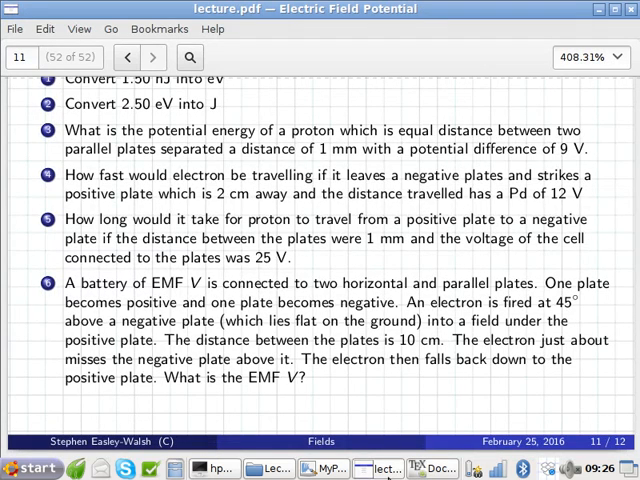Right. So you have a battery, connected to two horizontal and parallel plates. One plate becomes positive and one plate becomes negative. An electron is fired at 45 degrees above the negative plate, which lies flat on the ground, into a field under the positive plate. The distance between the plates is 10 centimeters. The electron just about misses the positive plate above it. The electron then falls down to the negative plate. What is the EMF?